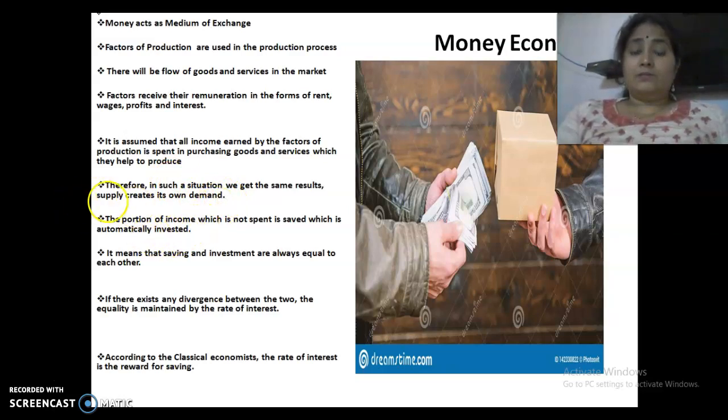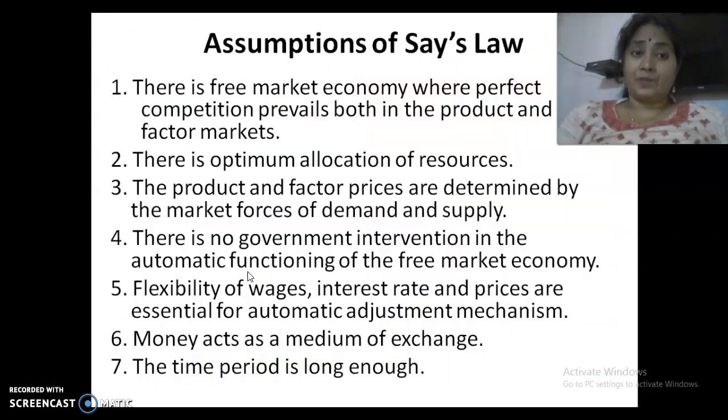Again, the portion of income which is not spent on goods and services is saved and which is automatically invested. It means savings and investment are equal to each other, and if there exists any discrepancy or divergence between savings and investment, then it will be automatically maintained by the interest rate. According to classical economists, the rate of interest is the reward for savings.